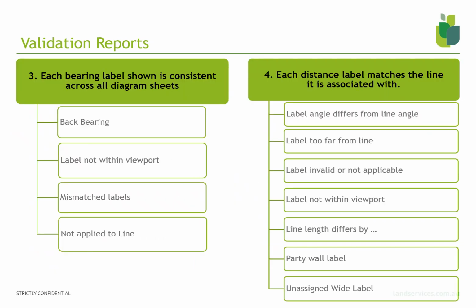For bearing and distance labels, the system checks that each bearing label is consistent across all of your diagram sheets. Common warnings here include back bearings, labels sitting outside the viewport, mismatched labels between sheets, or labels not applied to a line. For distance labels, check that each distance label matches the line it's associated with.